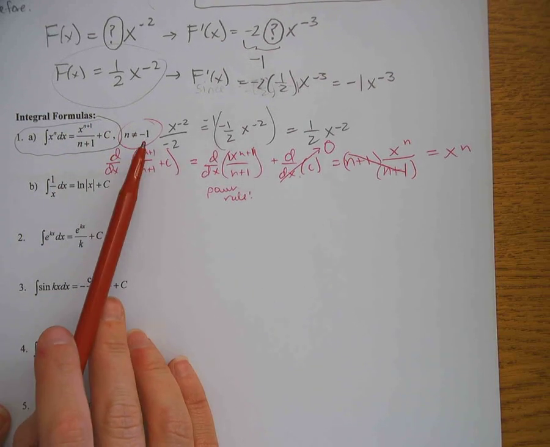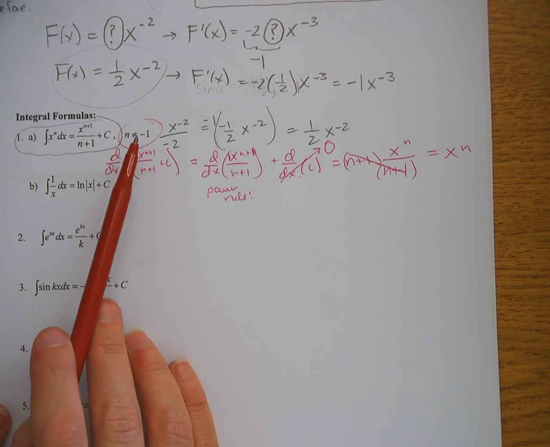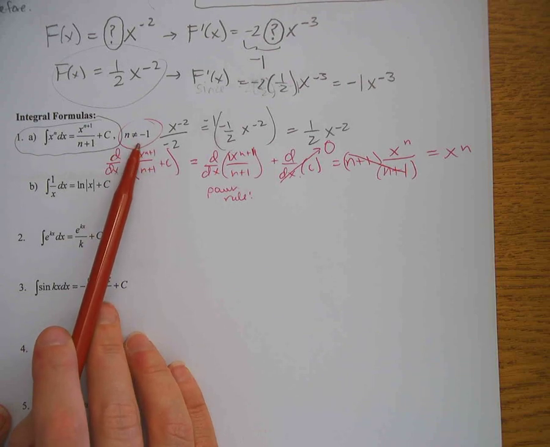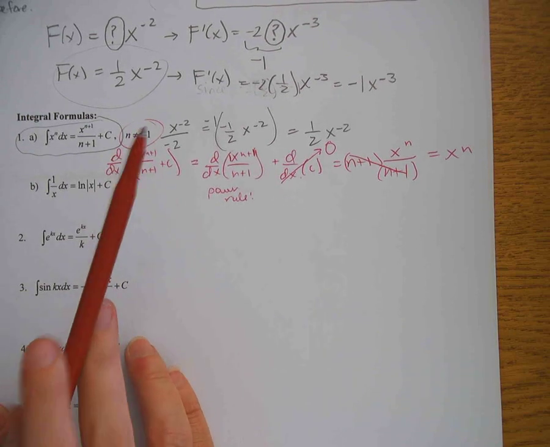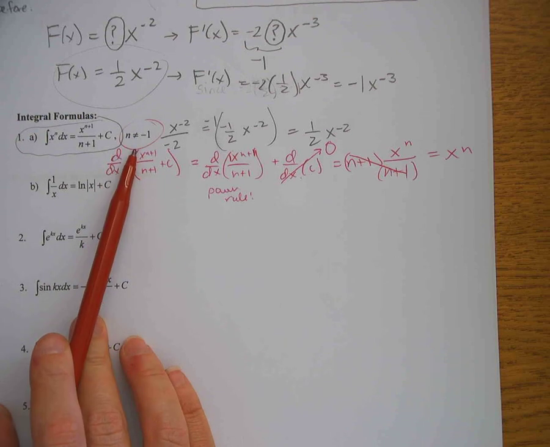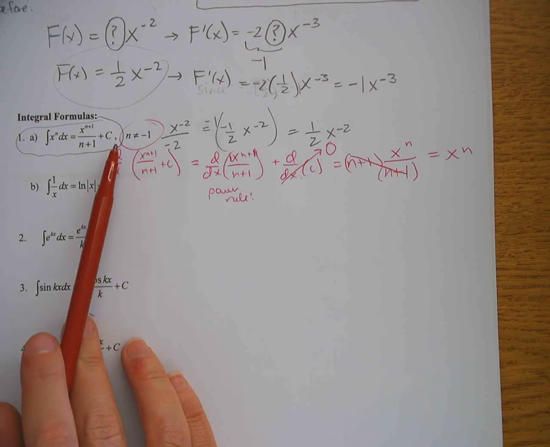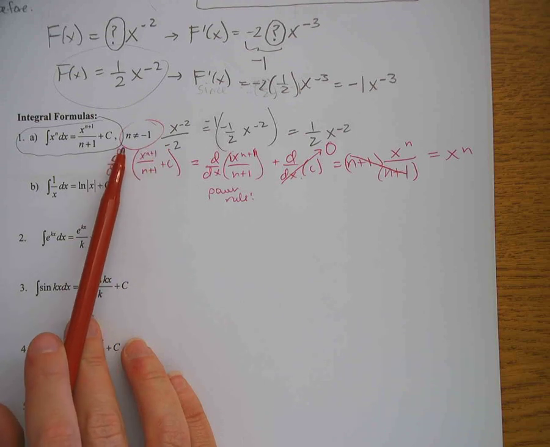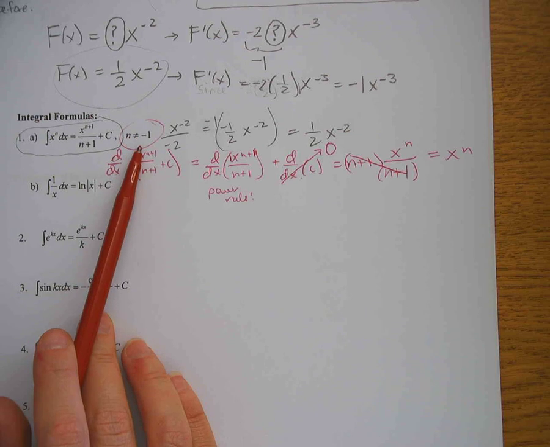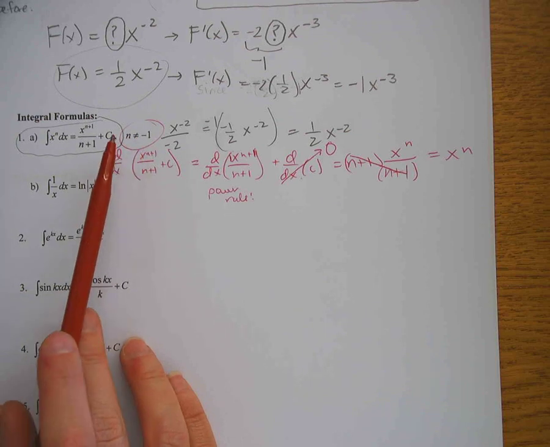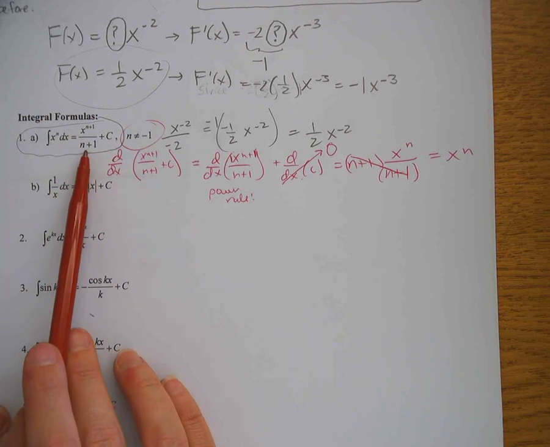But notice this. It doesn't work when n is -1. And the reason for that is because what happens when you add 1 to -1? You get 0. When you add 1 to -1, you get 0. And I would be dividing by a 0, and that cannot ever happen.